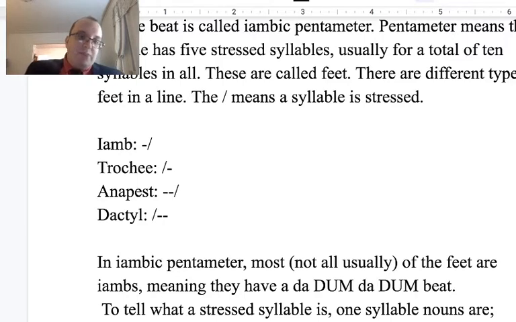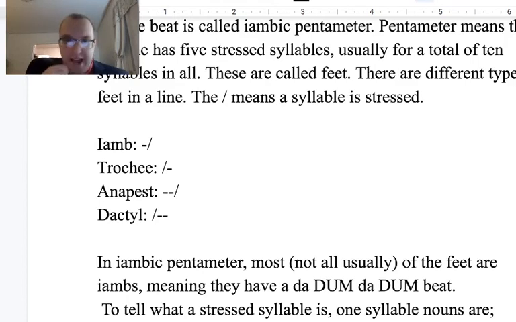You have an anapest, which is unstressed, unstressed, stressed. So something like "to the lighthouse," right? To the light. That's an anapestic foot. And a dactyl is a stressed sound followed by two unstressed sounds.